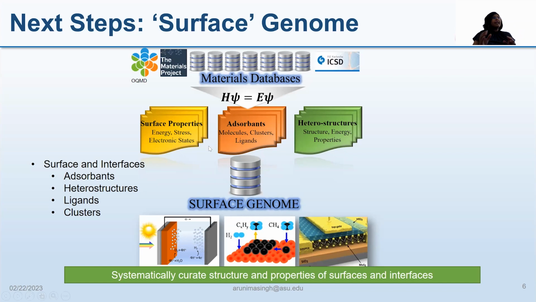And these are the key reaction areas or key physics and chemistry areas in the applications of catalysis, as well as batteries and even nanoelectronics. We should, as a community, be looking at systematically curating the structure and properties of surfaces and interfaces. And there are several efforts across the country, but they're isolated, and perhaps a systematic integrated approach would benefit the whole community at large.